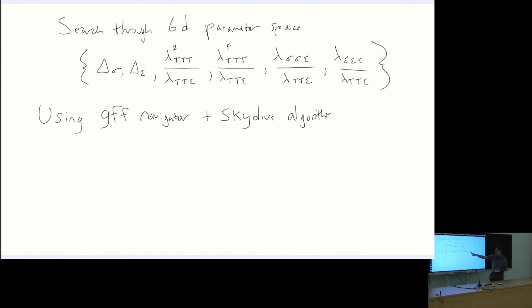That's quite important in this problem because, while it's easy to guess the allowed region in delta sigma, delta epsilon space, it's much more non-trivial to guess where the allowed region is in the space of OPE coefficients. So this navigator skydive method is quite important for actually finding some allowed point in this space.